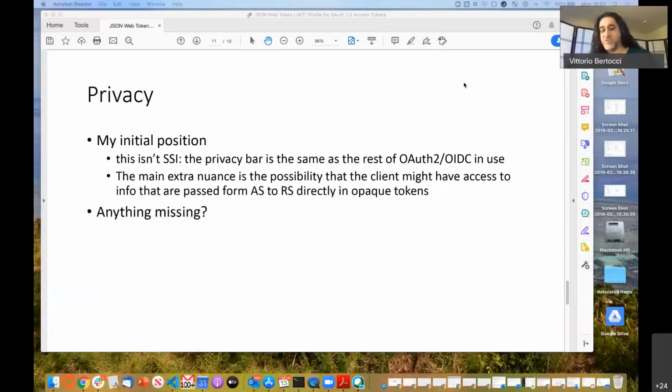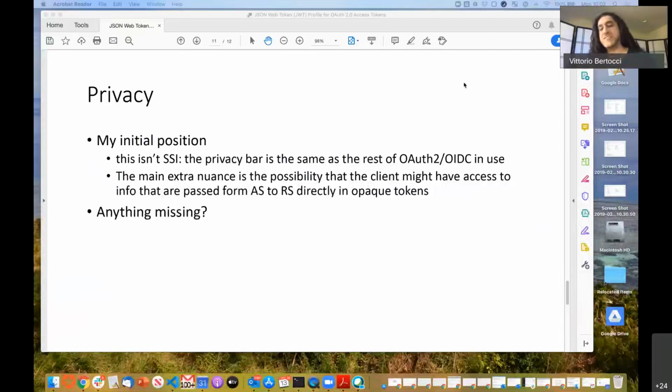And the same goes for resource indicators. For what concerns the collusion with the sub, there are other mechanisms that are not about the presence of a sub, but the content. So you can use the PPID, you can use directed identifiers if you want to prevent APIs from correlating different tokens. It's just a matter of what the authorization server decides to place in the sub. The sub doesn't have to be the same for API 1 and API 2.